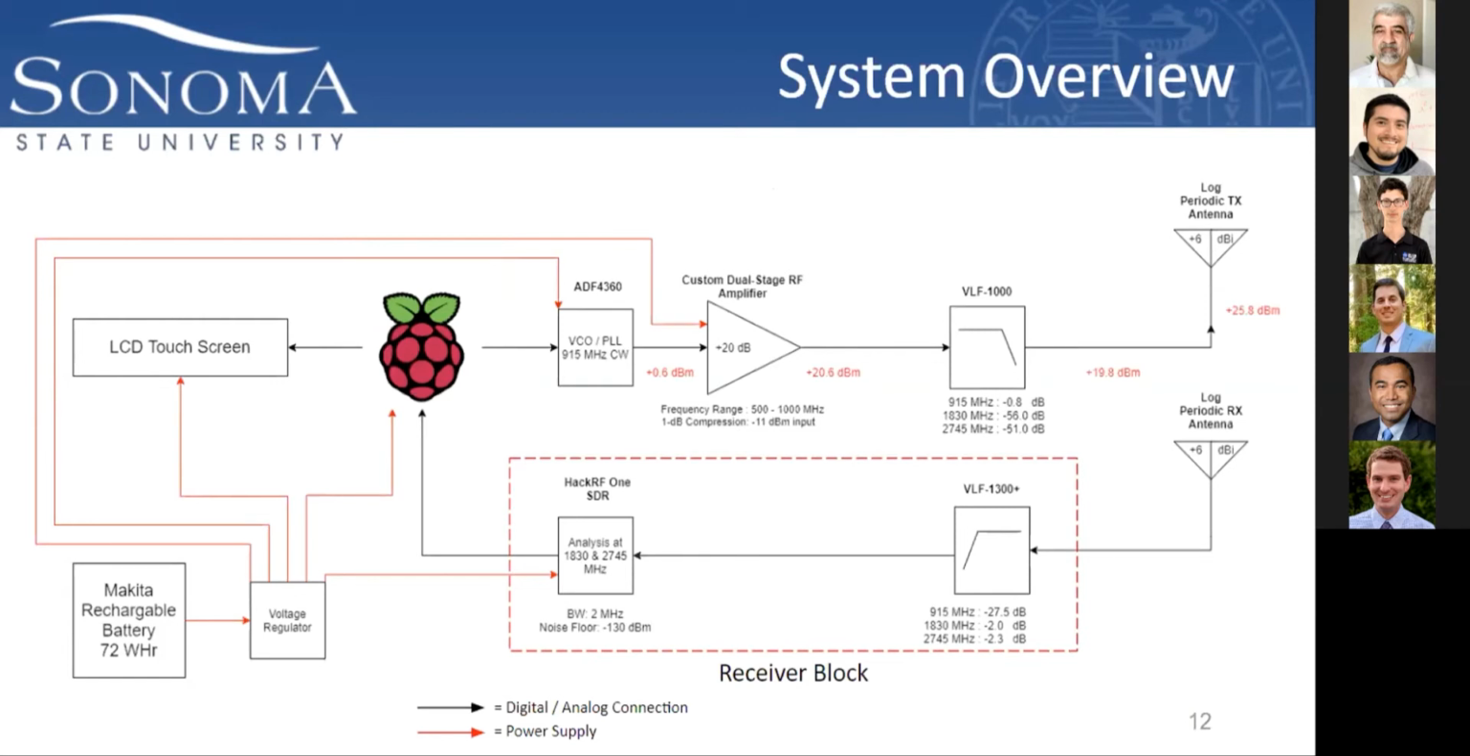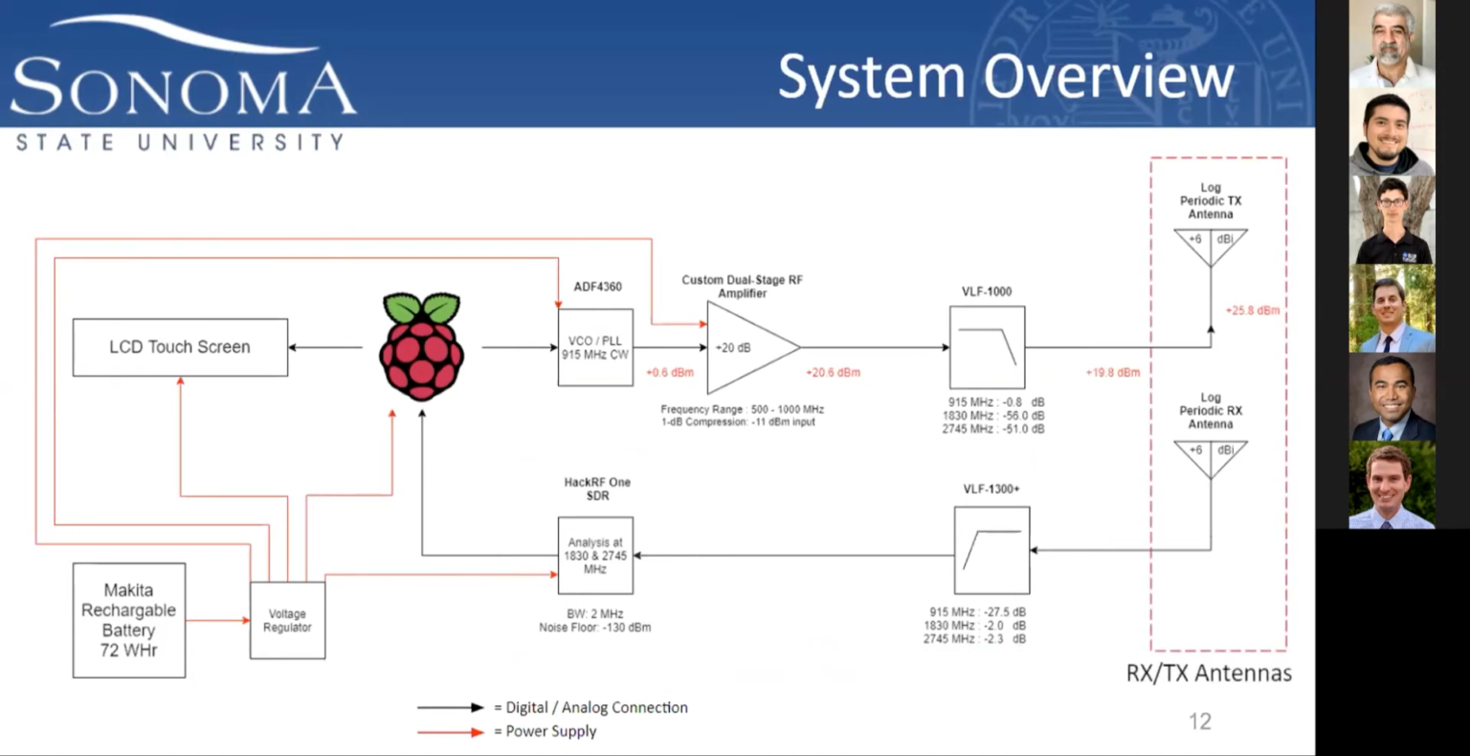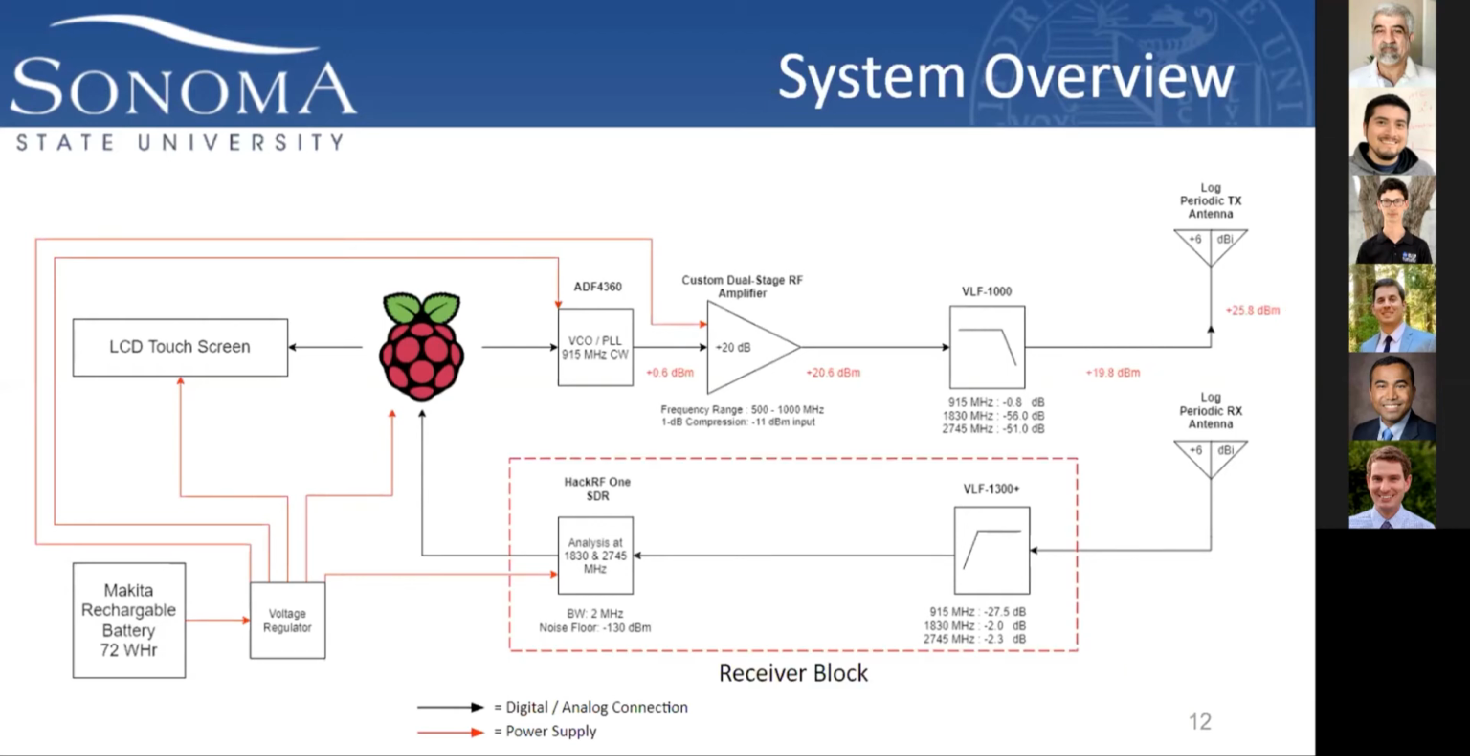On the receive side, we have a HackRF software-defined radio that will analyze these signals. But first, the harmonics from the test device are received by a log periodic RX antenna. If the test signal that we sent out is too high, it will be filtered with a high pass filter. Next slide.